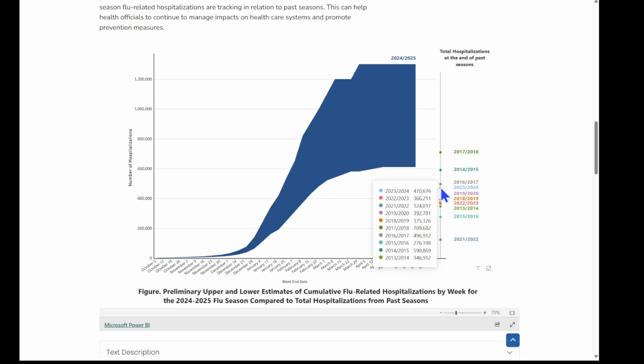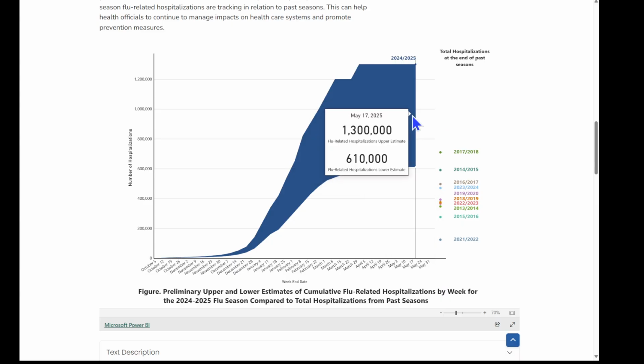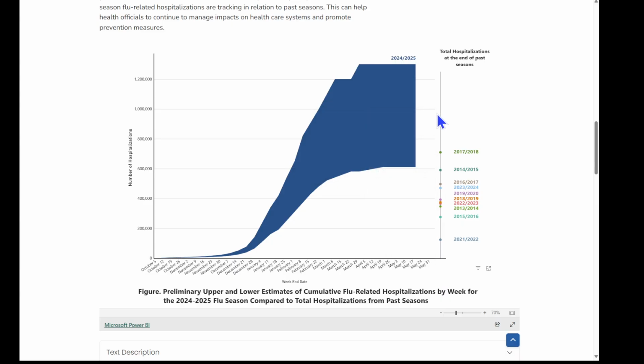And then if we look at previous flu seasons, 2017-2018 is the previous high severity flu season that we've had, and that one was around 700,000 hospitalizations. So I expect that when they do the full review, it should be somewhere around 1 million.